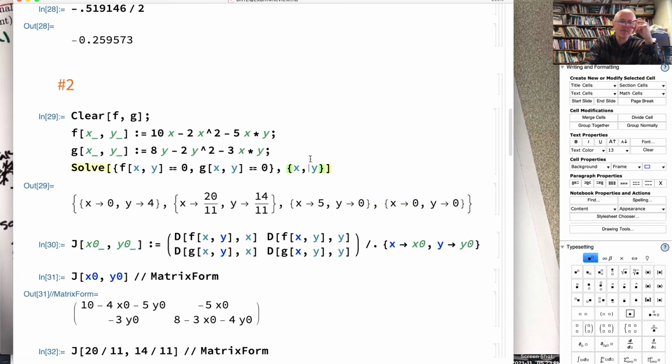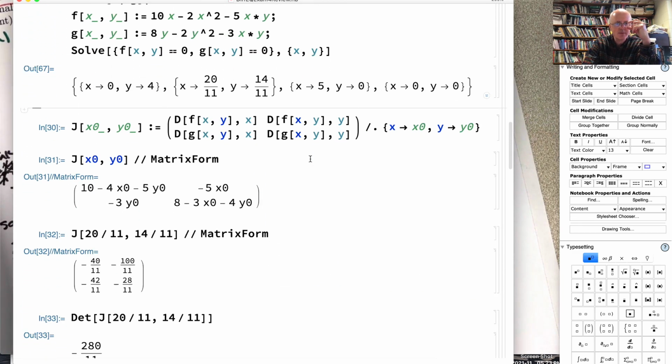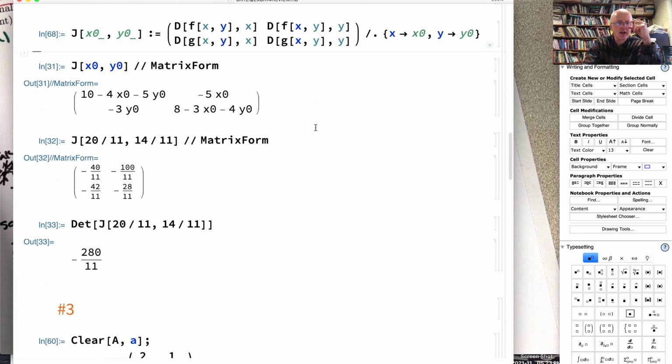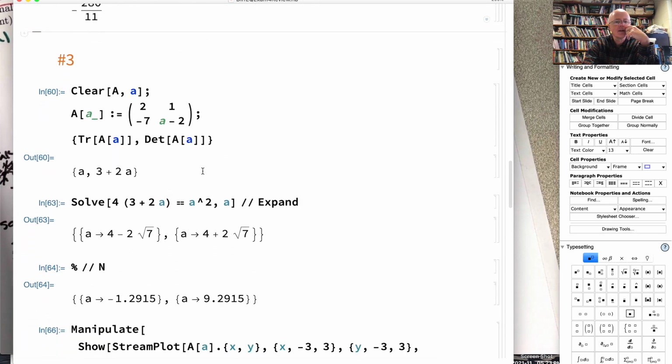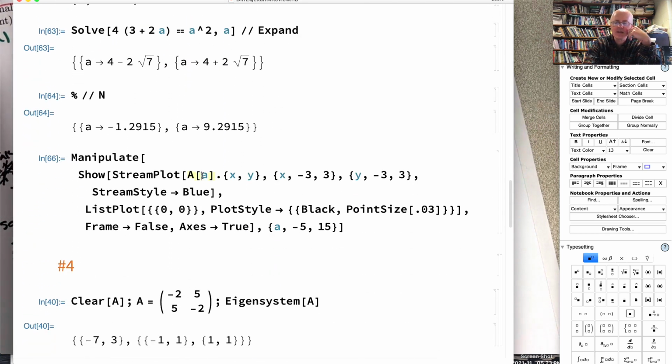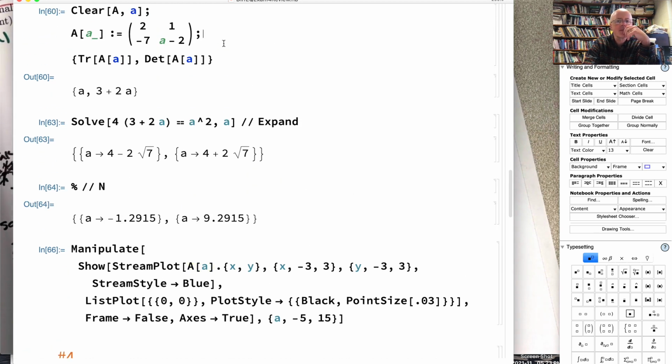This was the competing species model, the Jacobian matrix, and there's the matrix and its determinant, which can be simplified. Okay. Here, okay, this is worth looking at.